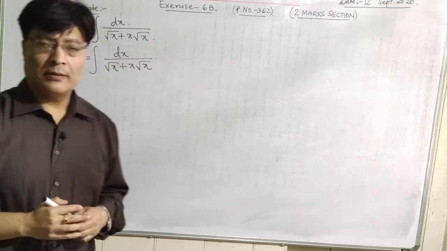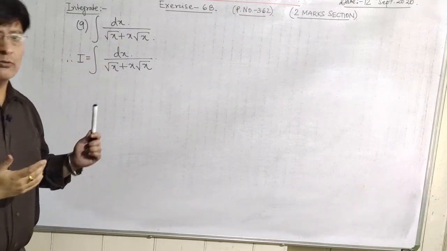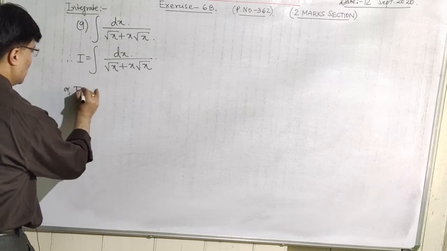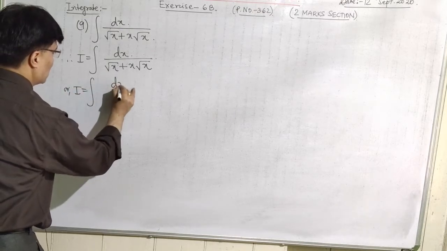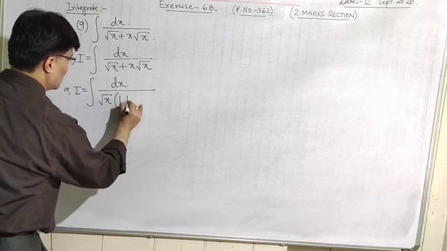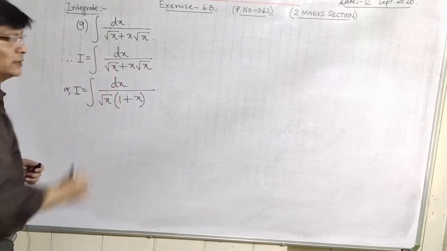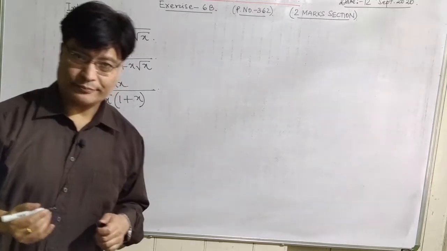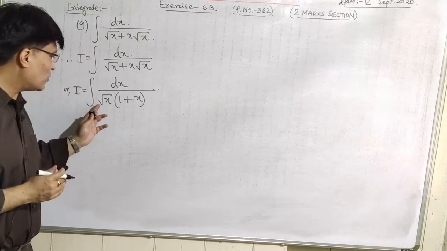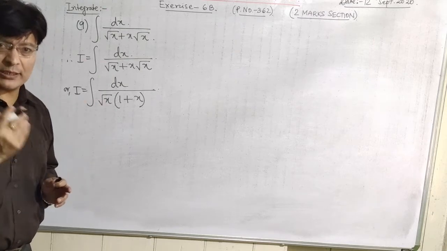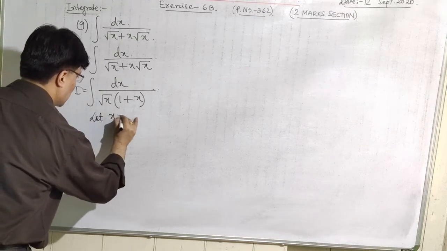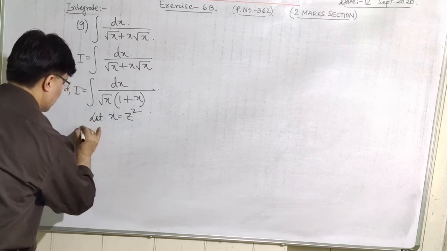Okay. So what will you do here? Let us take out common. What is common here? Root over x. Or I is equal to integration of dx divided by root over x, taken common, so within bracket we have 1 plus x. Okay. So now let us do the method of substitution in this case. Let us remove a square root from x. So let us put x is equal to z square.